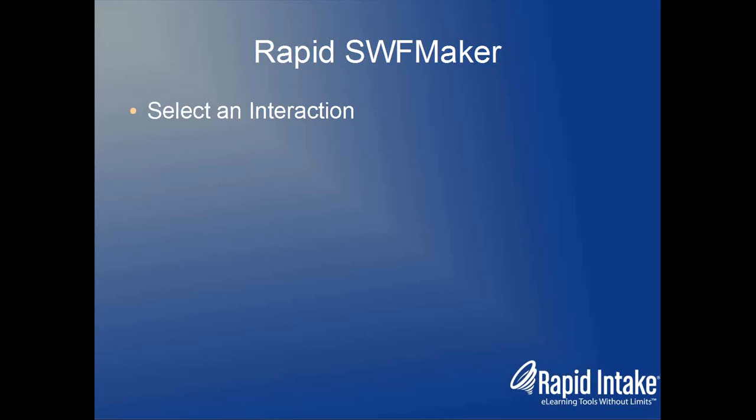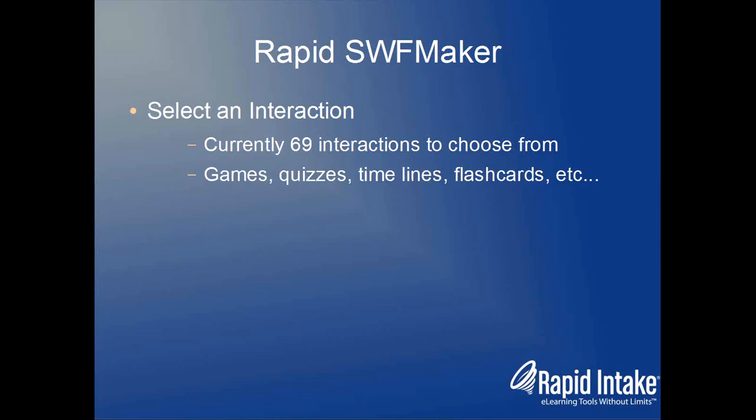When you launch Rapid SWFMaker, the first thing you want to do is select an interaction. Right now we currently have 69 interactions to choose from, and more are added from time to time. So you've got quite a diverse collection of interactions to choose from through the Rapid SWFMaker tool. These include games, quizzes, timelines, flashcards, all of the common types of interactions that you would want to include in your e-learning course.